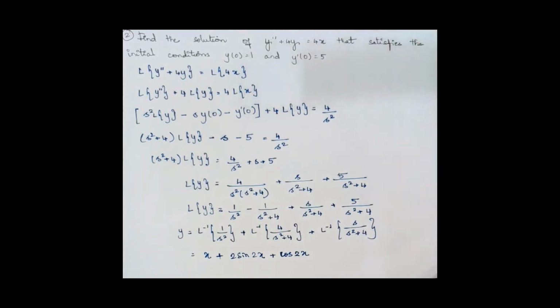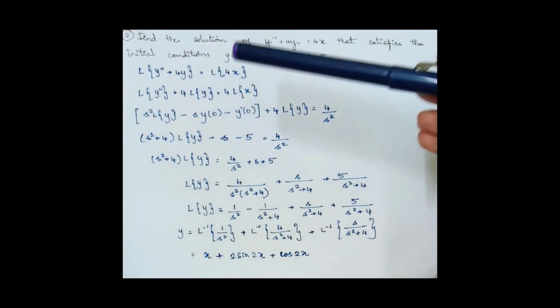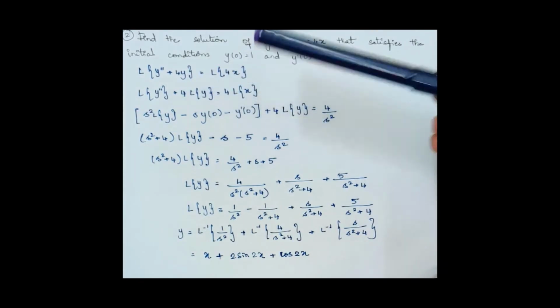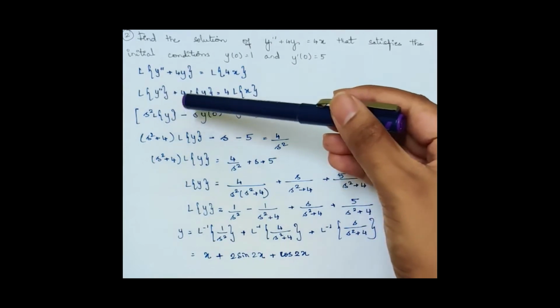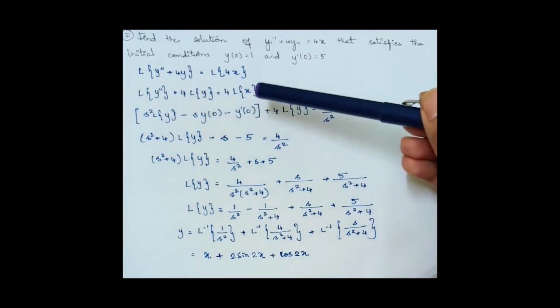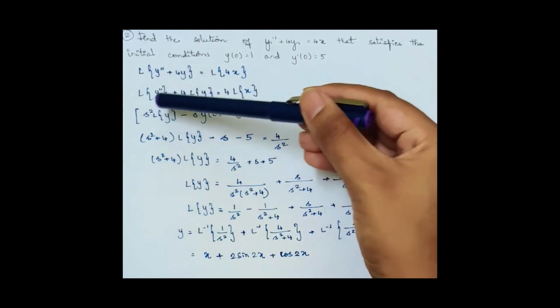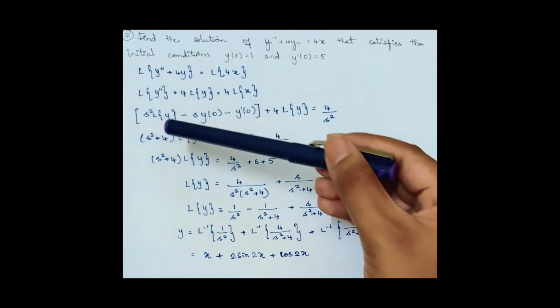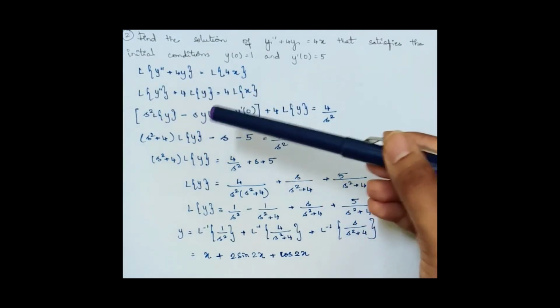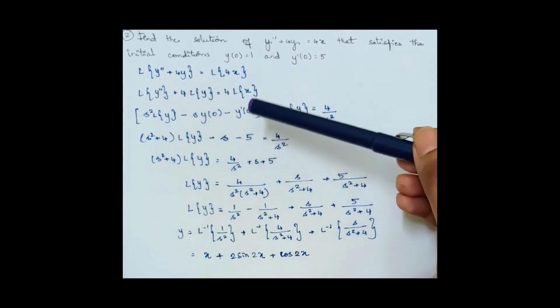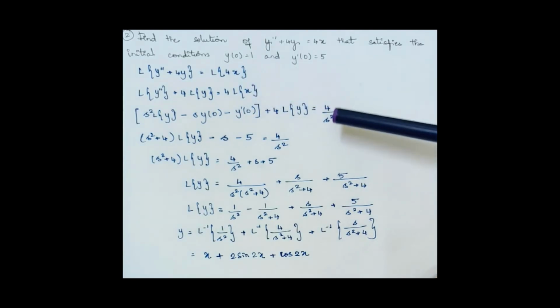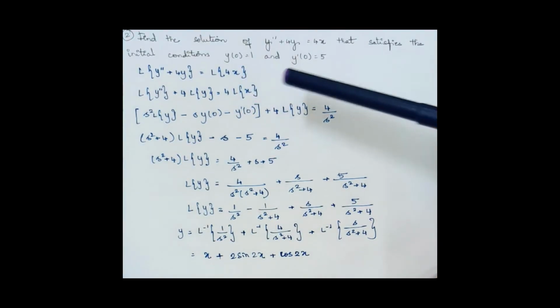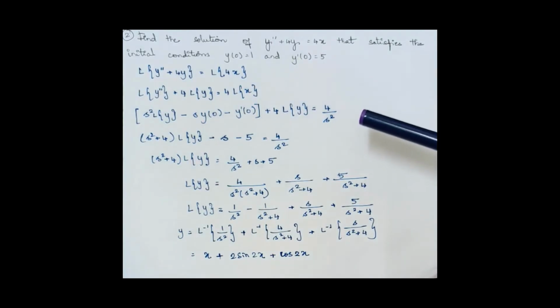So first, applying the Laplace transform: Laplace transform of y double dash plus 4y is equal to 4 into Laplace transform of x. Now separating the terms, Laplace transform of y double dash plus 4 into Laplace transform of y is equal to 4 Laplace transform of x. Now finding the Laplace transform of the derivative, s squared Laplace transform of y minus s y of 0 minus y dash of 0, plus 4 into Laplace transform of y is equal to, then the Laplace transform of x is 4 by s square, because the Laplace transform of x is 1 by s square.